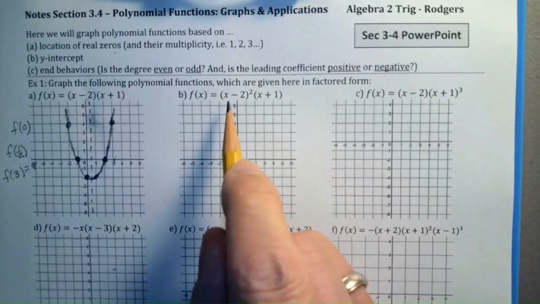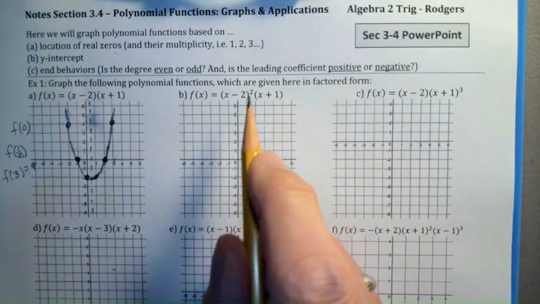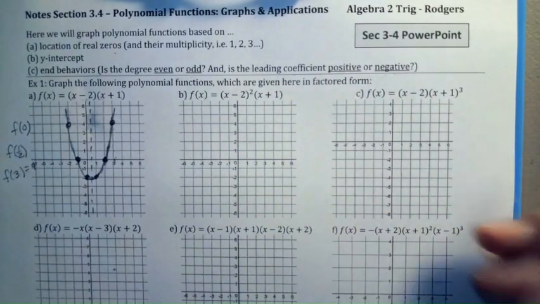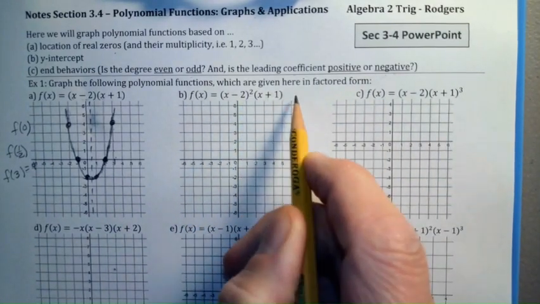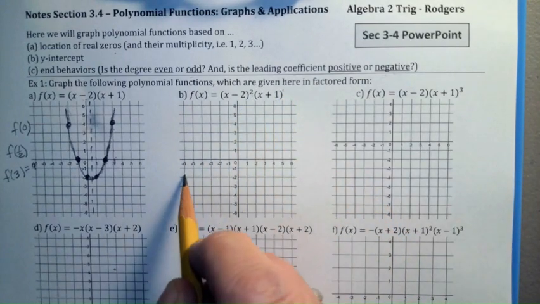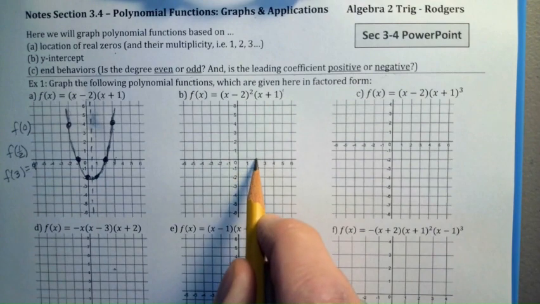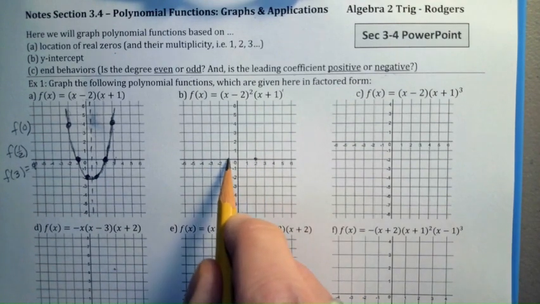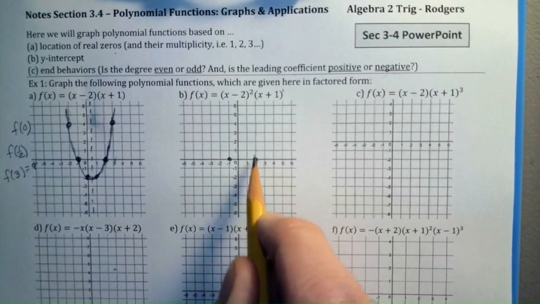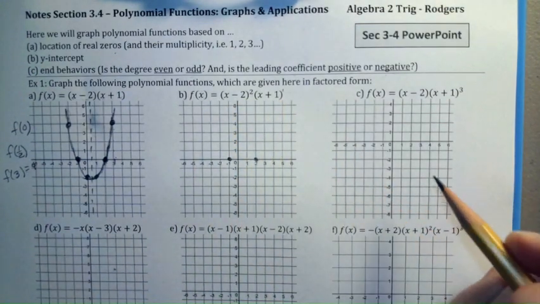So on B, we have a degree 2 and a degree 1. So a multiplicity of 2, multiplicity of 1 for our two solutions. So we have another solution at 2 and another solution at -1. So similar to what we had before, but this is not a quadratic. This is going to be a cubic.